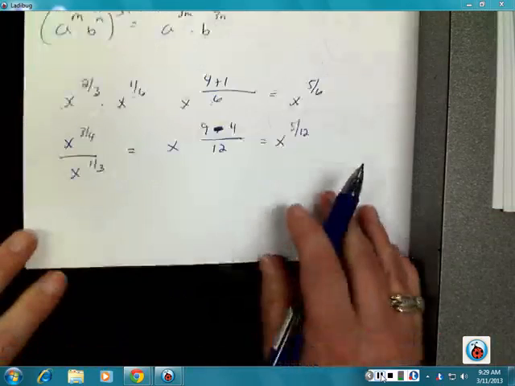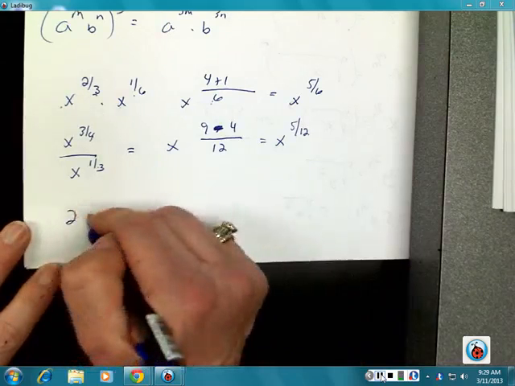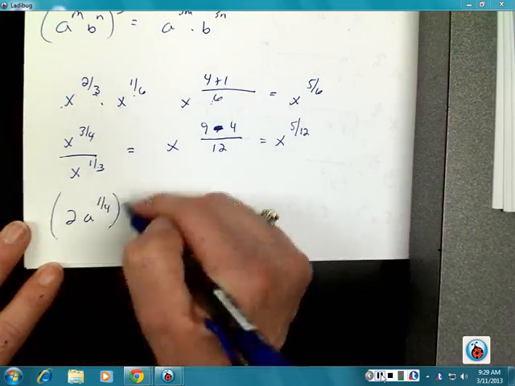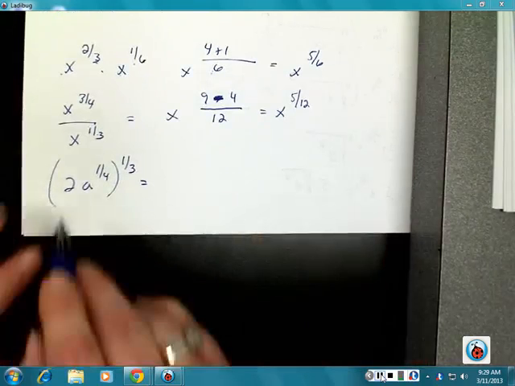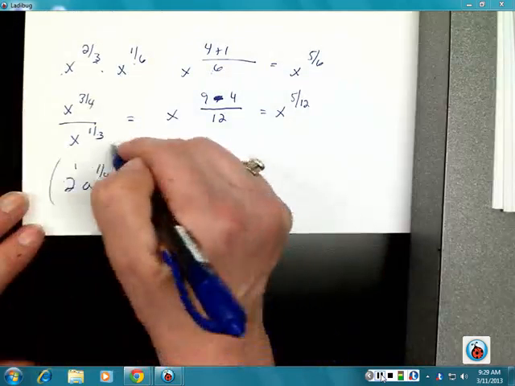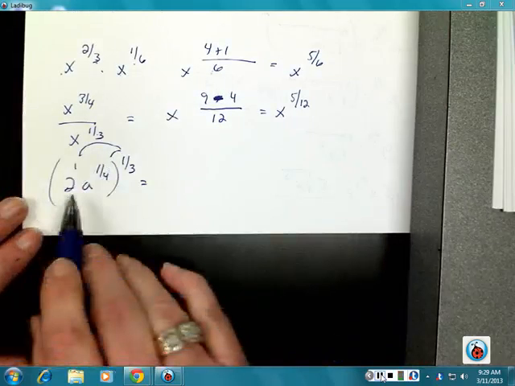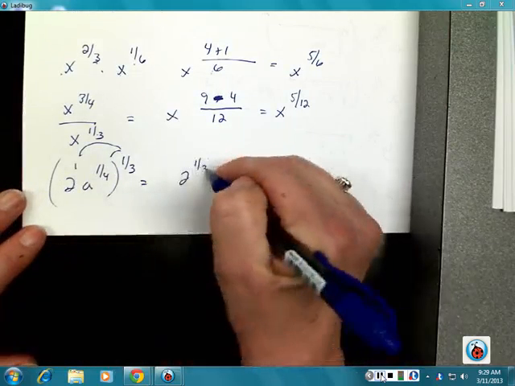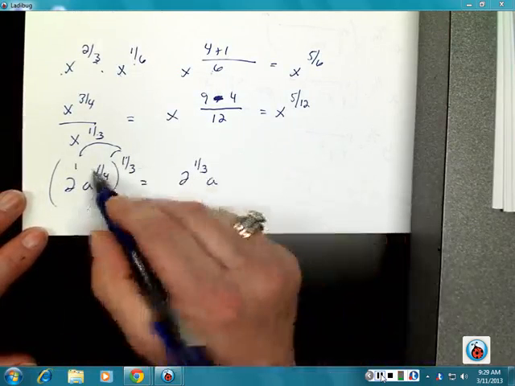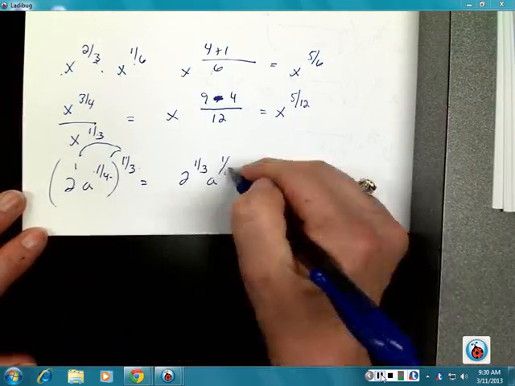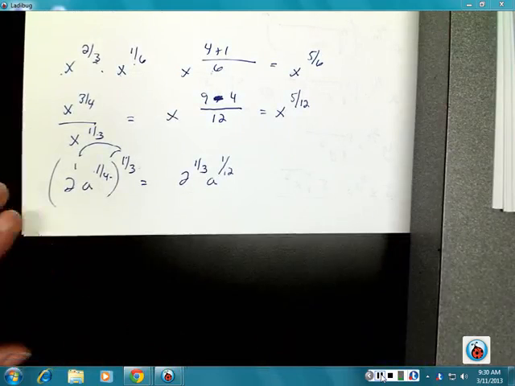Another one might be 2a to the 1/4, raised to the 1/3. Because this 2 is in here, it also needs to get a 1/3. So that gives 2 to the 1/3. 1/3 times 1/4 is a to the 1 times 1 is 1, 4 times 3 is 12, or a to the 1/12. And you would end up leaving it like that. Okay? Yes or no? We good so far? Okay.